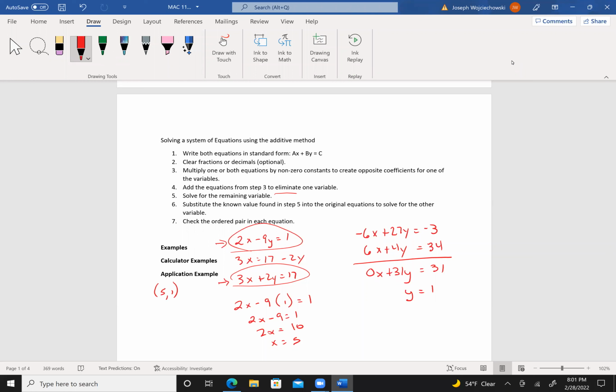I've checked it in this first one. Let's check it in the second one here. So I have 3 times 5 equals 17 minus 2 times 1. 15 equals 17 minus 2. It works. So this is indeed my answer.